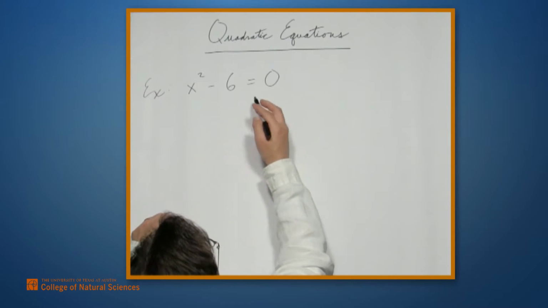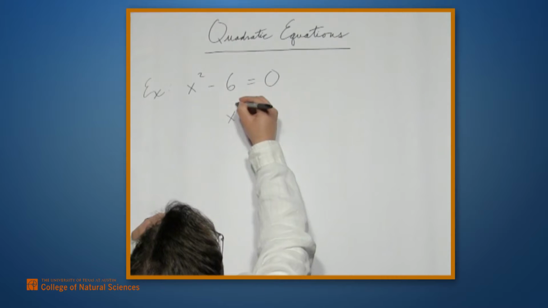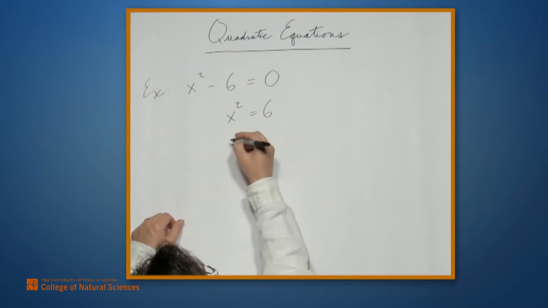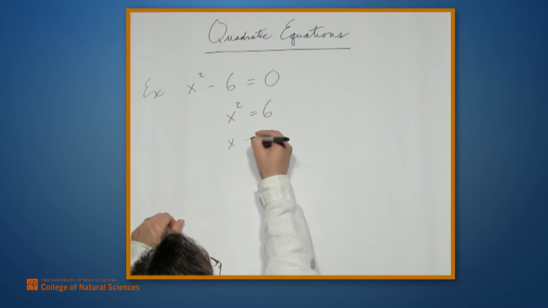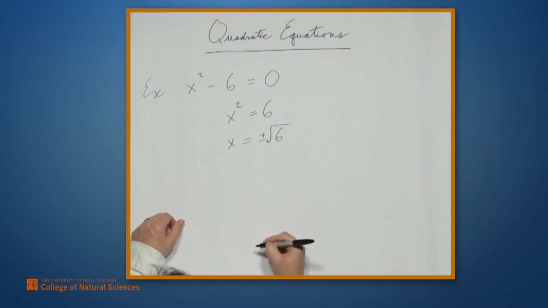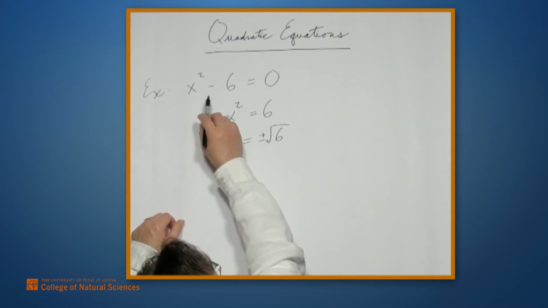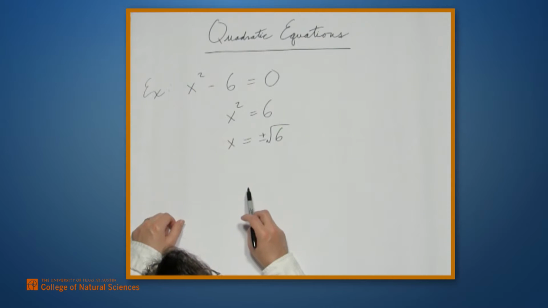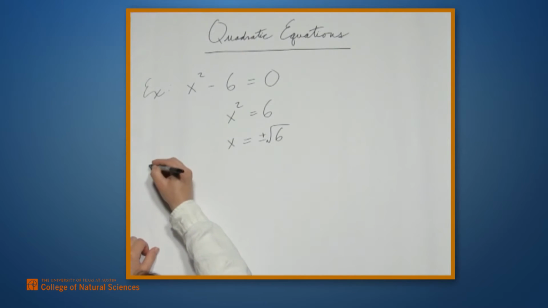To solve this, we just move the 6 to the other side. We get x squared equals 6. We take the square root of both sides. We get x equals plus or minus the square root of 6. This kind of equation will always have a solution as long as this thing under the square root is not negative. Let's take a look at another example.